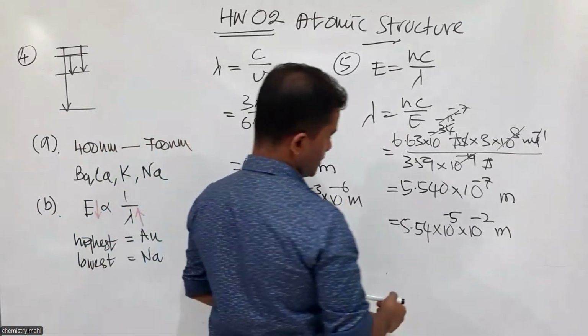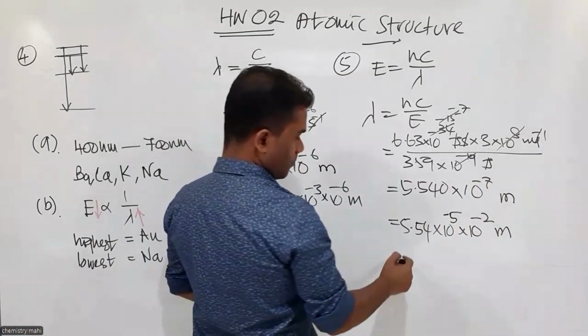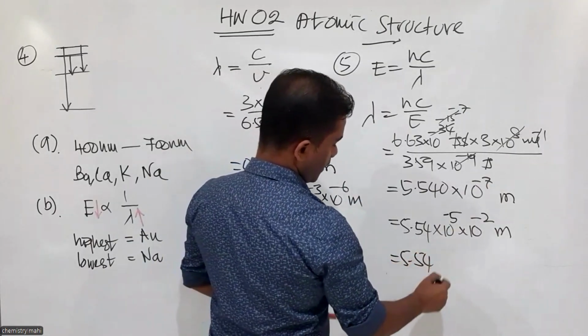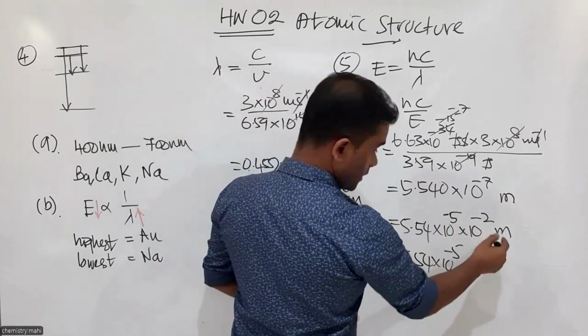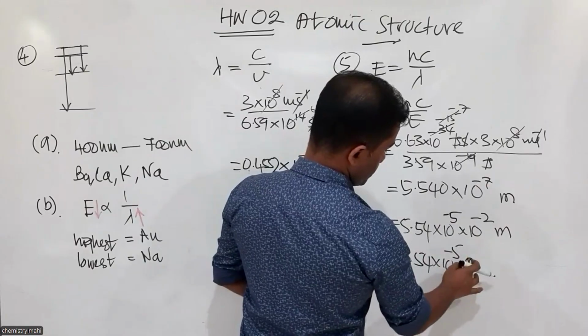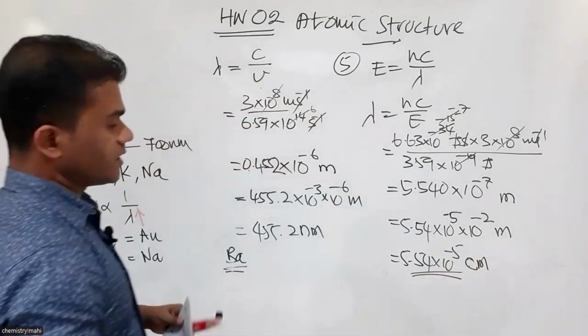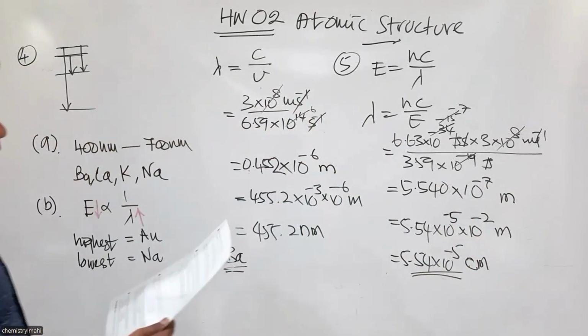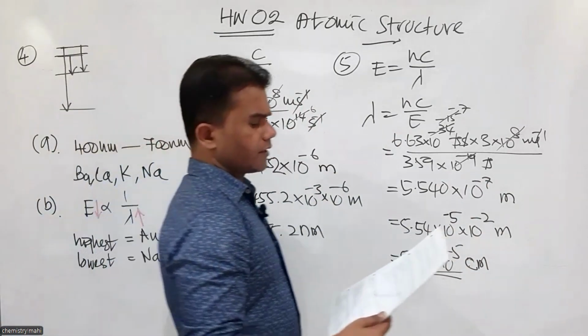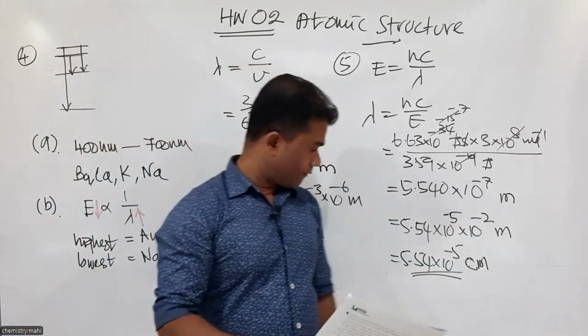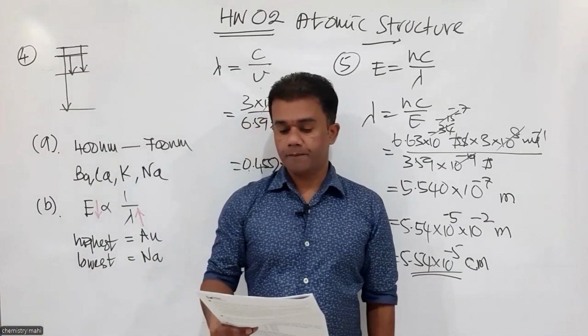It's possible in the case of powers. You know what happens: addition gives minus 7. But again, I write it as 5.54 times 10 to the power of minus 5, and minus 2 is replaced with centi. So lambda in centimeters is 5.54 times 10 to the power of minus 5. Where is it now? 5.54 times 10 to the power of minus 5.